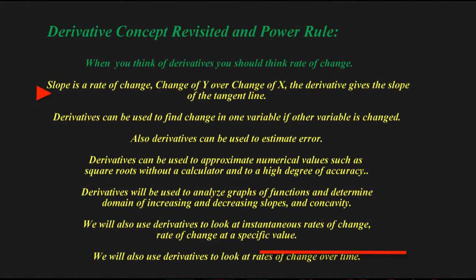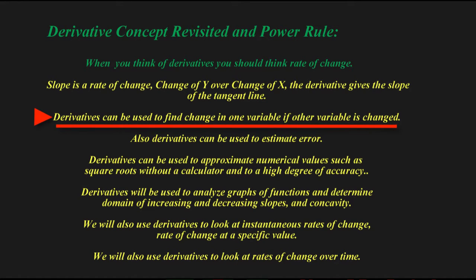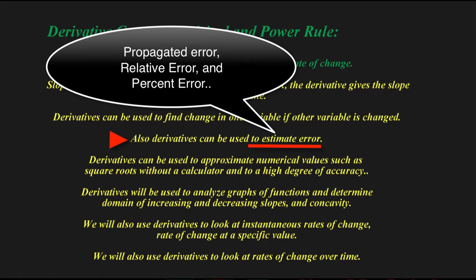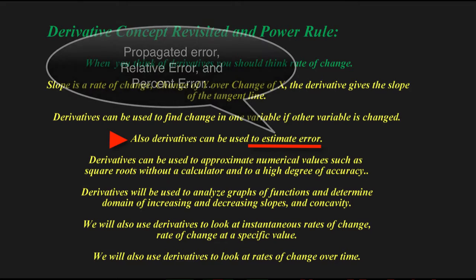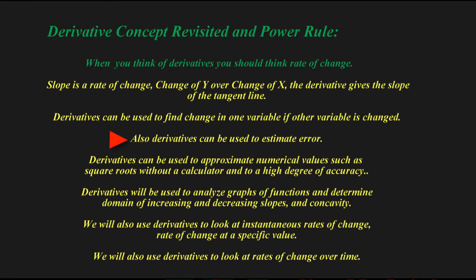Derivatives can also be used to find the change in one variable if you're given that the other variable changed by a specified amount. You can use it to predict how much change in output would occur if you changed the number of labor hours or something like that. Derivatives can also be used to estimate error, whether it's propagated error, relative error or percent error. You can use derivatives to approximate it. Also, we can use derivatives to approximate numerical values.